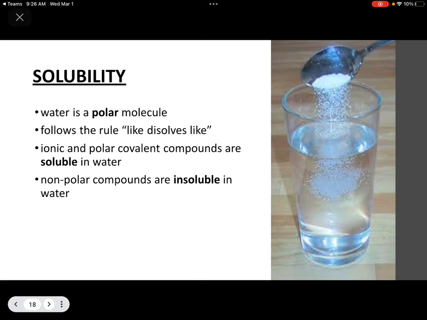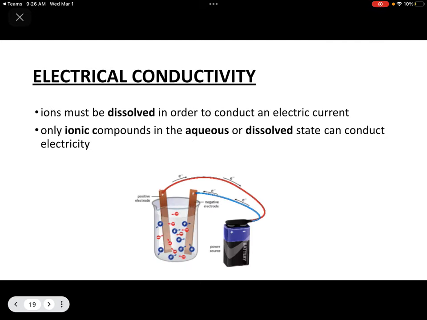Okay. Solubility is important, but we're not going to go too much into it. Just know that it follows the rule of like dissolves like. When we look at ionic and polar covalent compounds, they are seen as soluble in water. And non-polar is seen as insoluble in water, so it doesn't dissolve.